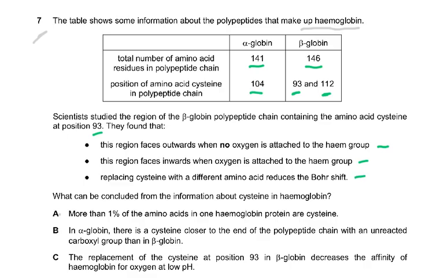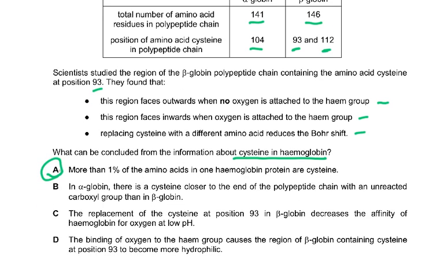What can be concluded from the information about cysteine in the hemoglobin? More than 1% of the amino acids in one hemoglobin protein are cysteine. That's the correct answer. But then, why are the others wrong?